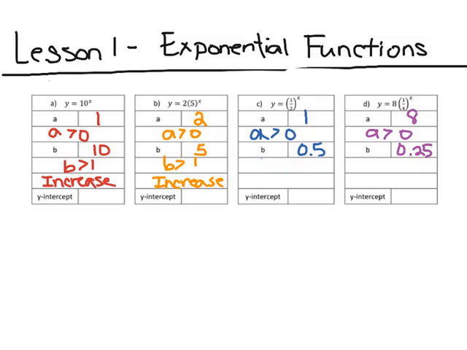And by bigger, I mean less than. I don't know why I put that. 0 is less than b, which is less than 1. And that means that it's a decreasing function. If it's a decimal between 0 and 1, it is a decreasing function. So 0 is less than b, less than 1. This is decreasing. And our y-intercept will be our a value.